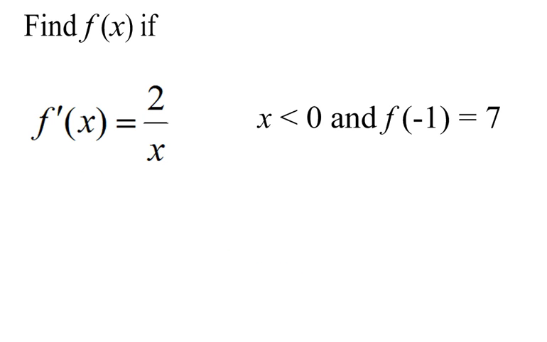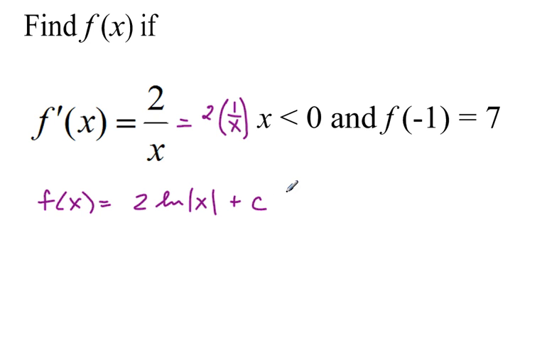All right, this next problem is very similar, so I would encourage you to pause and try it on your own before you listen to the explanation. All right, welcome back. When I do this problem, it is helpful to think of this as being 2 times 1 over x, because I know the antiderivative for 1 over x. So f of x then would equal 2 times the natural log of the absolute value of x plus c.